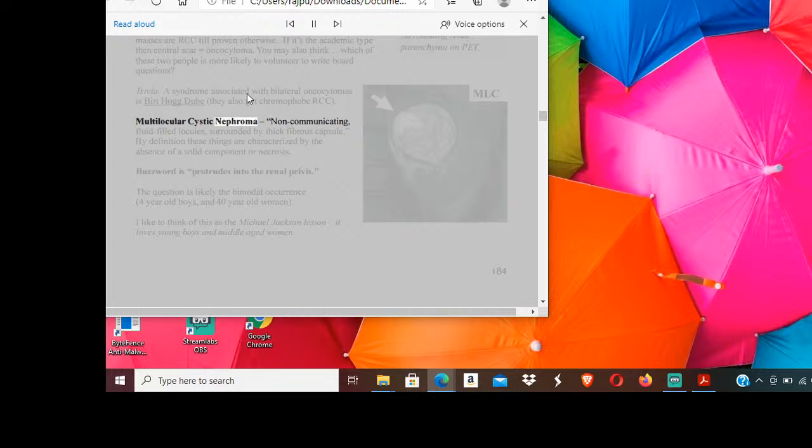Multilocular cystic nephroma: non-communicating, fluid-filled locules, surrounded by a thick fibrous capsule. By definition, these are characterized by the absence of a solid component or necrosis. Buzzword is protrudes into the renal pelvis. The question is likely the bimodal occurrence, in 4-year-old boys and 40-year-old women.